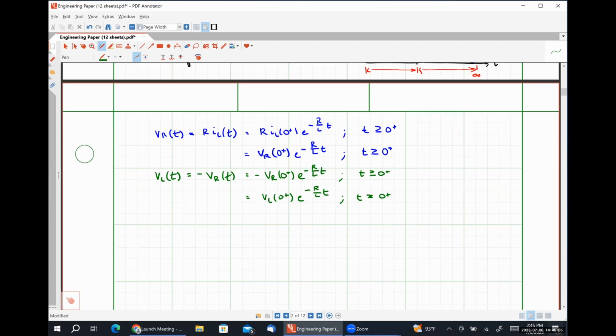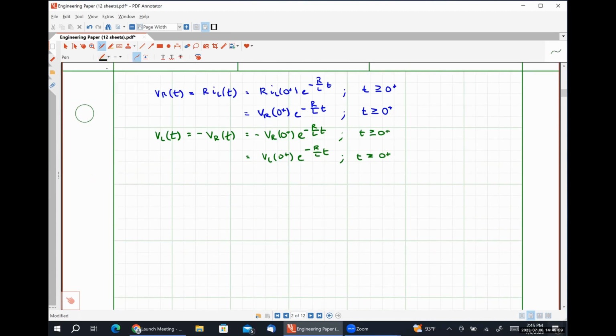So what we can say then is that generically, Y of t, where Y represents any current or voltage in our system, will be equal to Y at 0 minus for t less than 0 minus, and it'll be Y at 0 plus e to the negative R over L t for t greater than or equal to 0 plus. So we effectively have a generic equation that will work for any RL network.